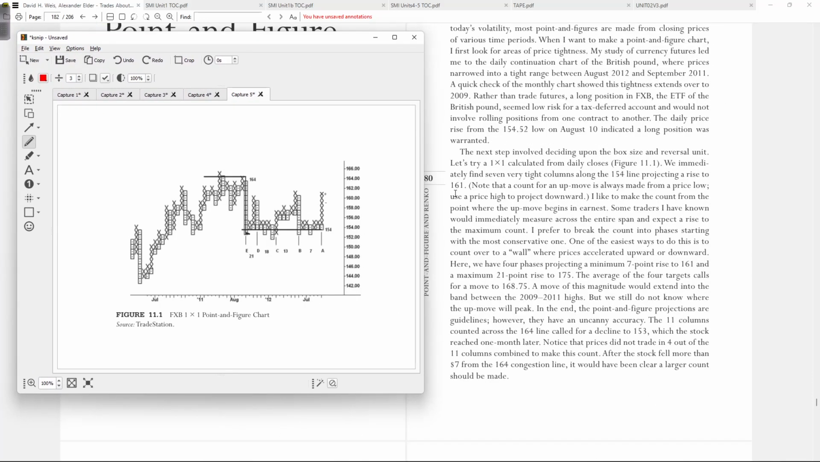So we immediately find 7 very tight columns along the 154 line, projecting a rise to 161. Note that a count for an up move is always made from a price low. Use a price high to project downward.